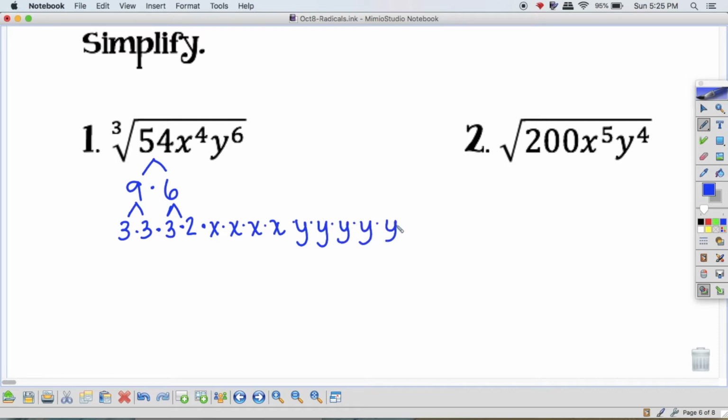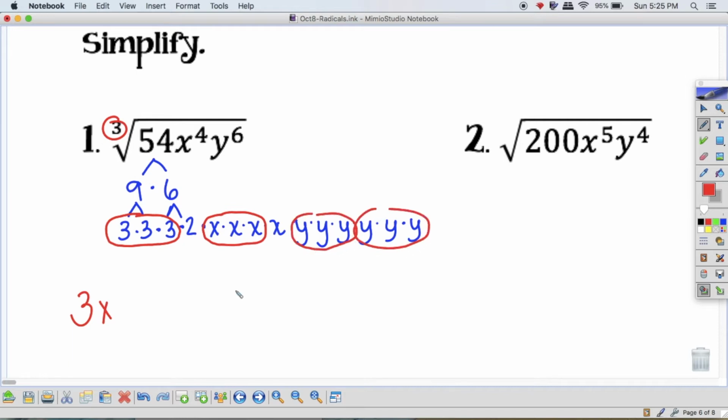1, 2, 3, 4, 5, 6. Okay, I'm going to look for groups of 3 of the same thing. Here is a group of 3, so I'm going to write that on the outside. Here is a group of 3 of the same thing. I'm going to write that on the outside. Here is a group of 3 of the same thing and 3 of the same thing. So 3x, y, y.